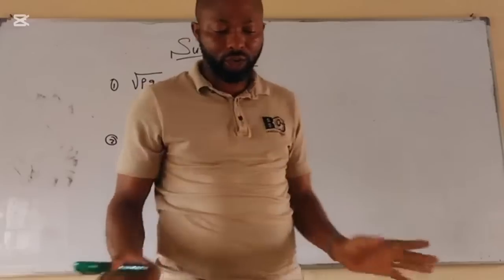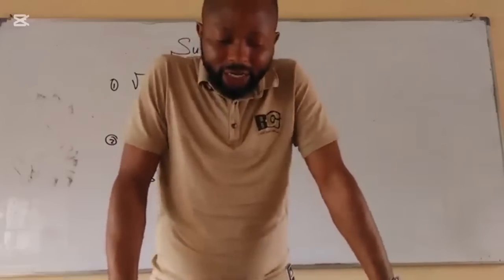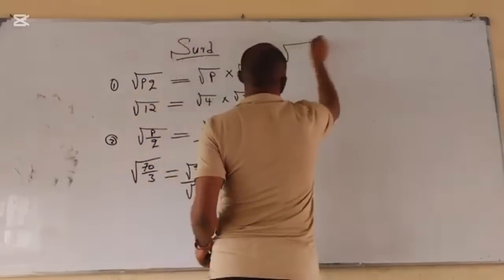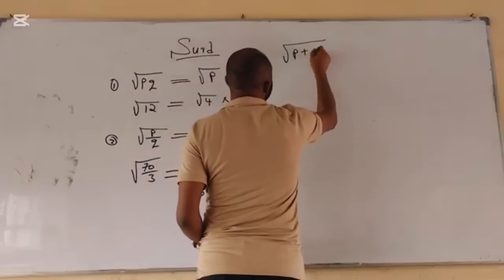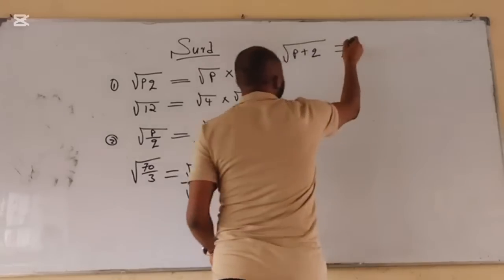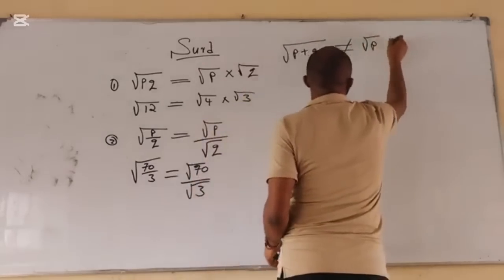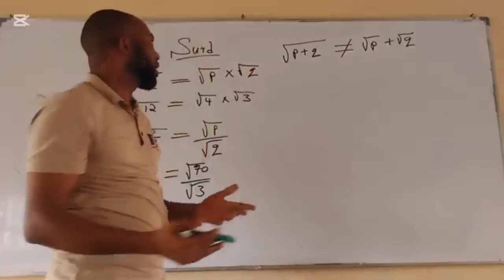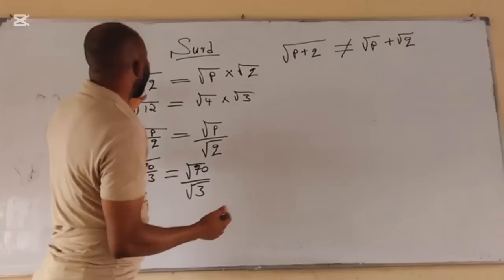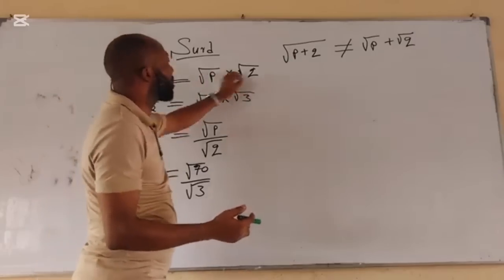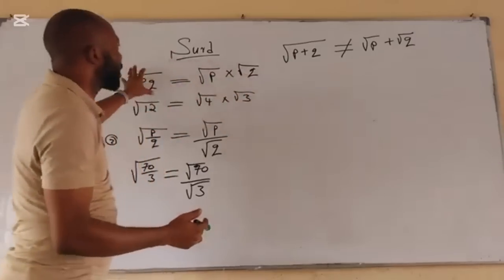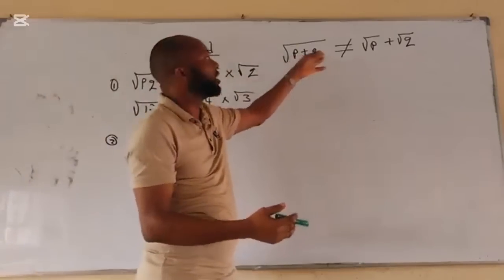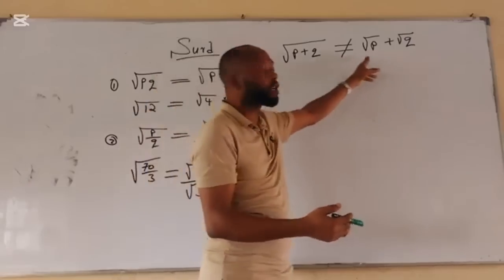So let's take another rule. It's rule number 3, the addition rule. The root of P plus Q is not equal to the root of P plus the root of Q. Here, a lot of students make the mistake, because in the multiplication form we're able to multiply them and bring them together. A lot of students will still make the mistake and think that in the addition aspect the same rule applies, but no, they are not equal.